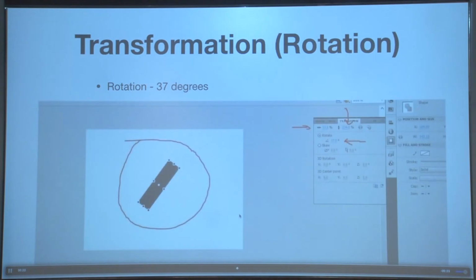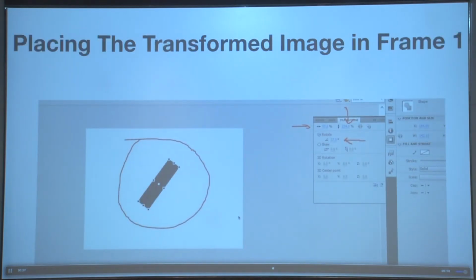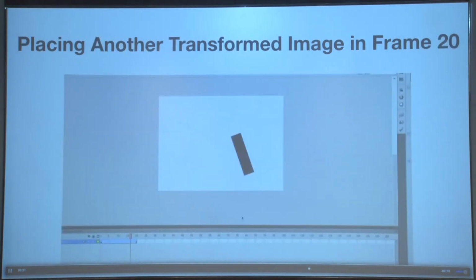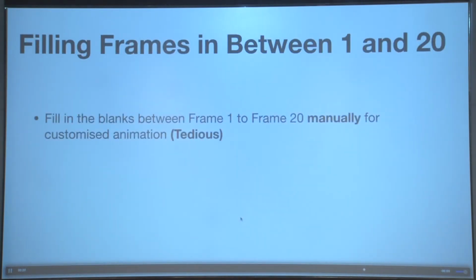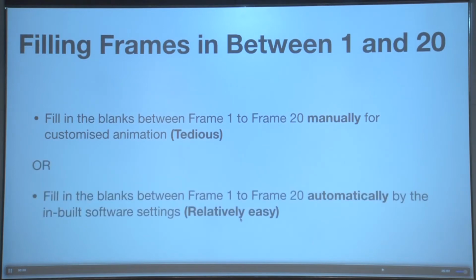So once you have made the rectangle, now for example, the rectangle is at 37 degrees in the first frame. So at ending, we have a frame 20. So in frame 20, it is in a different axis. So the software automatically can move it from one frame to another by having its own way, or you can choose your frame 1 to frame 20 on your own.